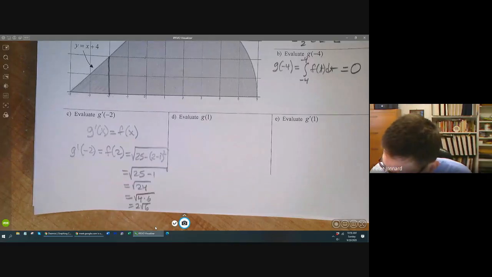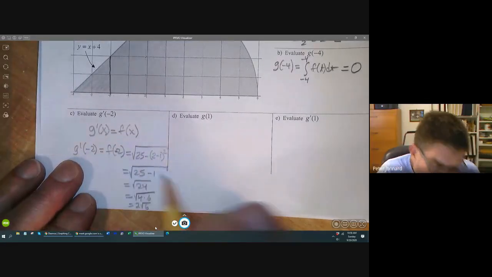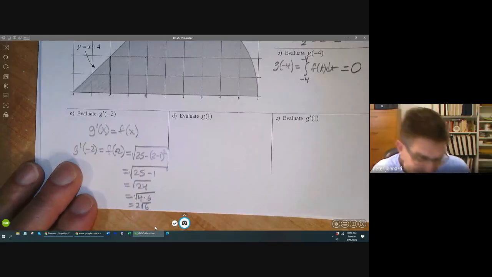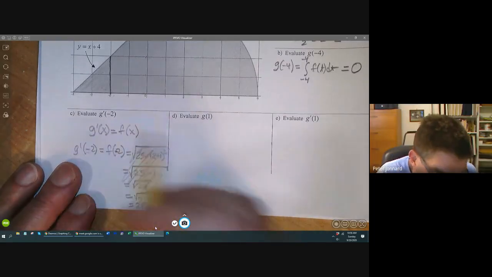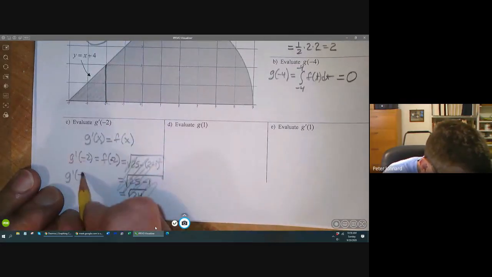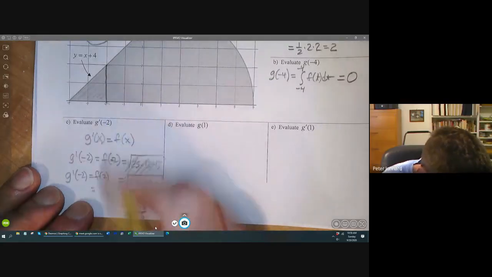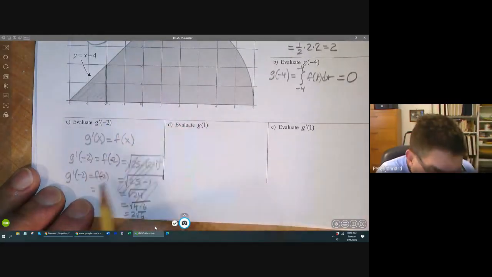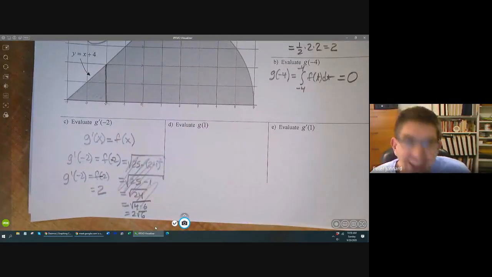F of 2. Oh dear, I screwed up. I apologize. This is negative 2. I've messed up my minus signs yet again. F of minus 2, that's embarrassing. Don't use this at all. At negative 2, it's just 2. G prime of negative 2 is f of negative 2, which is just plain old 2. I apologize, okay?